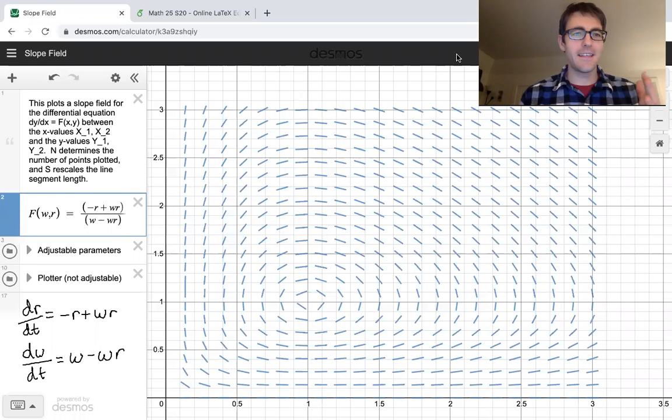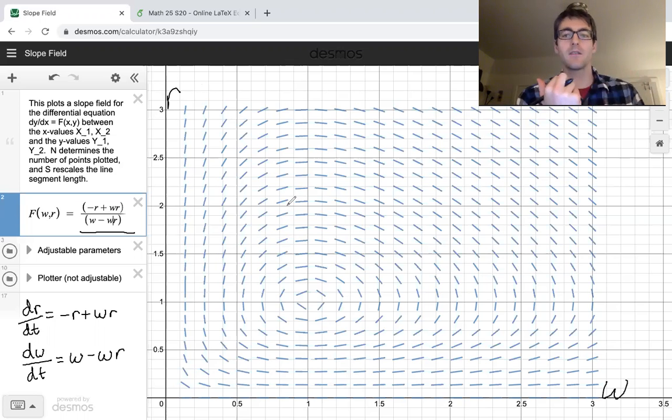Okay, here's a handy dandy Desmos slope field generator where I've plugged in the differential equation that we just wrote: negative r plus wr over w minus wr. This differential equation gives us this particular slope field, and we can use this to understand the interrelationship between the worm population and the robin population. We're plotting worm population on the x-axis, robin population on the y-axis.